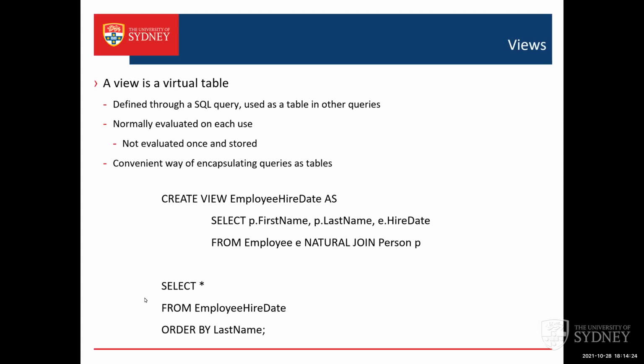Previously we saw the parser. When I write a query like this, select everything from employee hired date, order by last name, this is a view, right? This view will be changed to the actual query. That is the job of the parser as well. The parser will rewrite this query, convert it into this, and then convert it into a relational algebra expression.